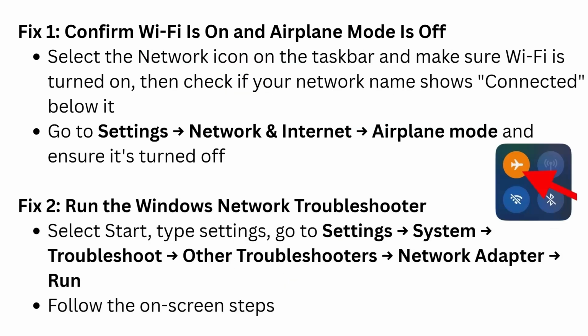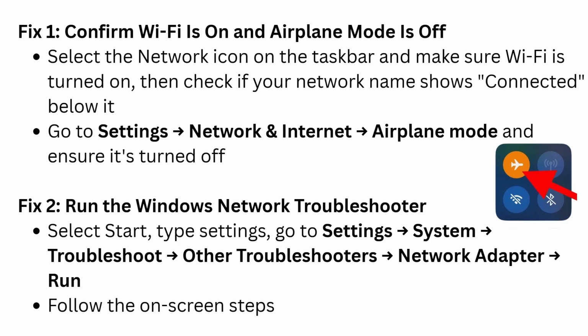Fix 1. Confirm Wi-Fi is on and airplane mode is off. Select the network icon on the taskbar and make sure Wi-Fi is turned on. Then check if your network name shows connected below it. Go to Settings and then select Network and Internet. Then select Airplane mode and ensure it's turned off.